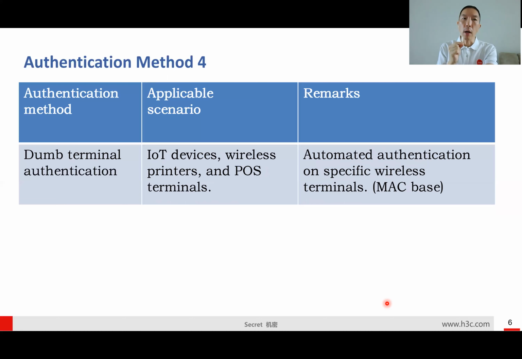So the 4th authentication method is for dumb terminals. Normally, it's MAC address based. In some retail branch networks or small office environments, you may plug in a printer or an IP camera, right? You want these kinds of devices, a Wi-Fi printer, a Wi-Fi IP camera, to securely connect to the Wi-Fi network and use the bandwidth to transport all the information back.